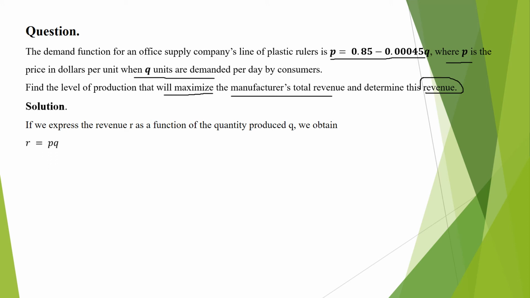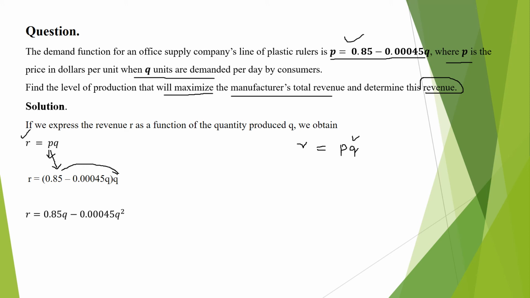So my dear student, again like the previous question, the total revenue is equal to P multiplied by Q. So price per unit multiplied by total number of units sold. So here R is equal to PQ. The value of P is already given in the question, which is 0.85 minus 0.00045Q. So putting the values in place of P, this Q will be multiplied with the first number, then with the second number. So this is the final equation.